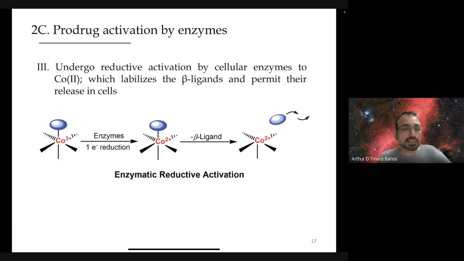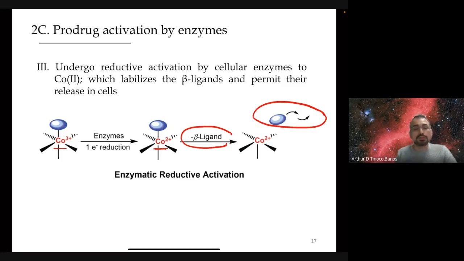All right, so let's look at examples of the proposed mechanism. So I'm going to go reductive activation by cellular enzymes to cobalt 2. So it's something very similar to what we discussed before. Cobalt-3 gets reduced to cobalt-2 via an enzyme, a reductase, and that leads to the beta ligand getting released, and that beta ligand will be able to exhibit its therapeutic property, whether it's the platinum-2 type compound, the say vanadium compounds, or other types of carriers. This is the proposed mechanism by which they get released.